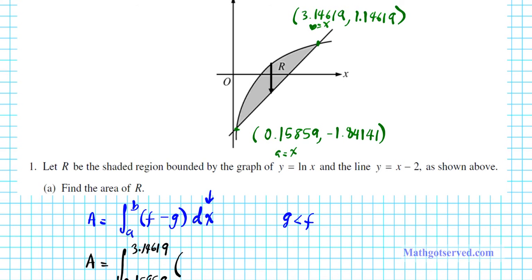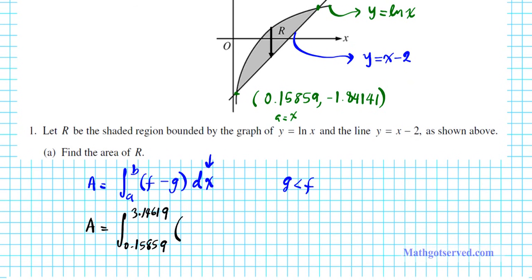Okay, so let's label our functions too so we know which is which. This function that's curved right here, this is our logarithmic function, ln x. And then this function down here is going to be our linear function, x minus 2. So if we apply the formula to this situation, the function on top is a logarithmic function. So ln x minus the function on the bottom, the linear function, x minus 2. Now you have to be careful here to put this in parentheses, so you don't make an error with the sign, and then dx, that will give you the area.